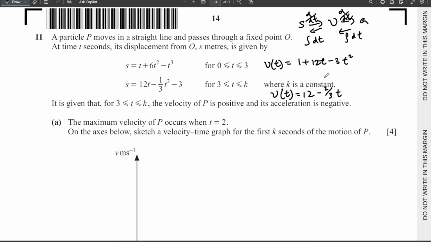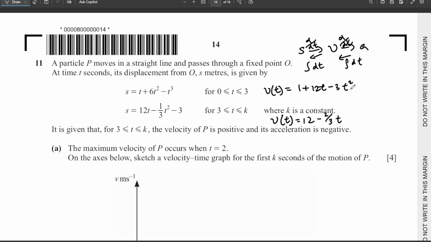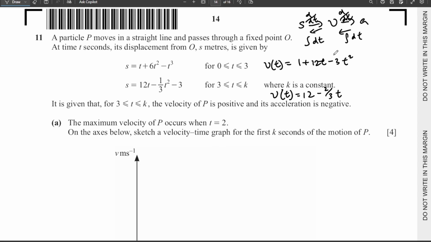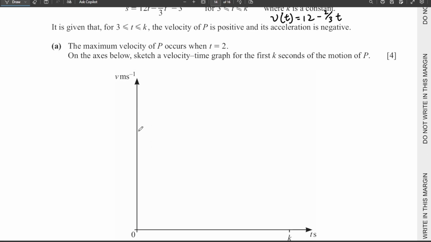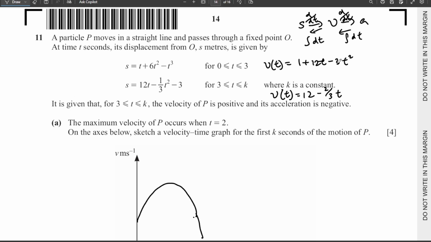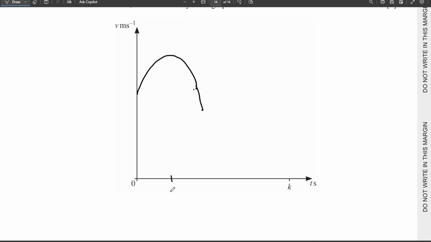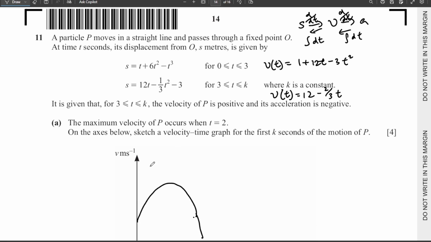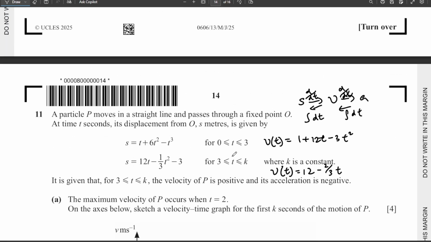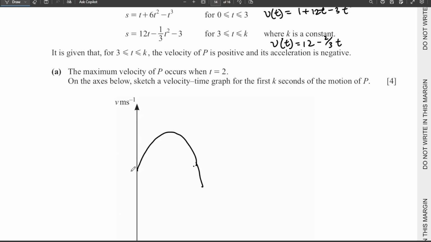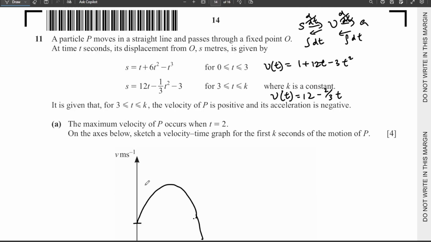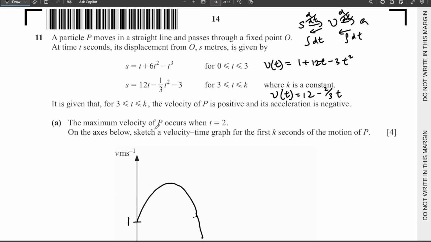Okay, now we want to sketch this. We know that the first 3 seconds is a quadratic with a negative t squared coefficient, so it will look something like this. Frowning face. And the maximum occurs at t equals 2. Then it starts where the velocity is 1, because that's the constant term here. So here is 1. These are all just characteristic of the quadratic graph that you should know.